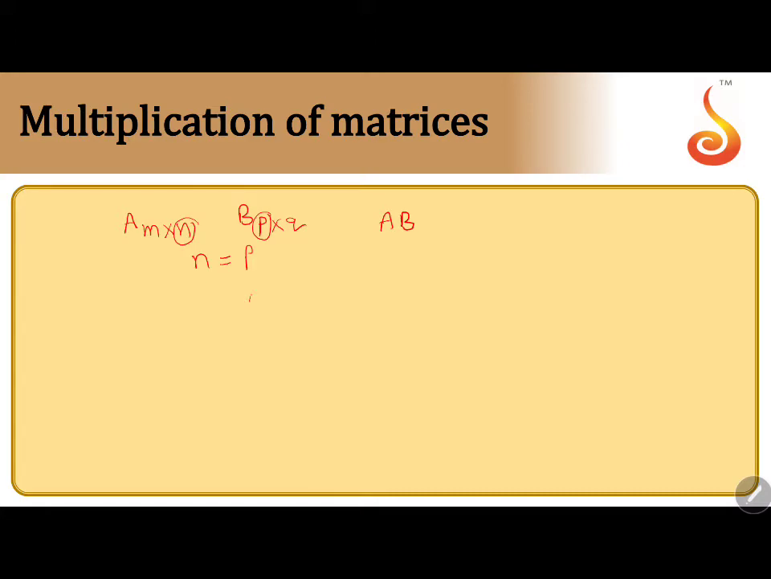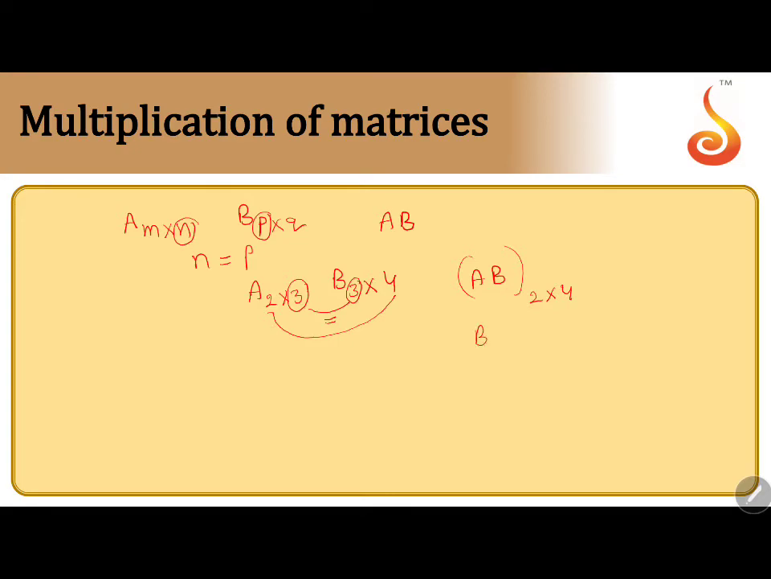For example, A is a matrix of order 2 by 3, B is a matrix of order 3 by 4. Number of columns in A is 3, number of rows in B is 3. Since these two are the same, product AB is defined. And what will be the order of this product? This will be given by 2 by 4. Just take the ends. 2 by 4 is the order of the product.